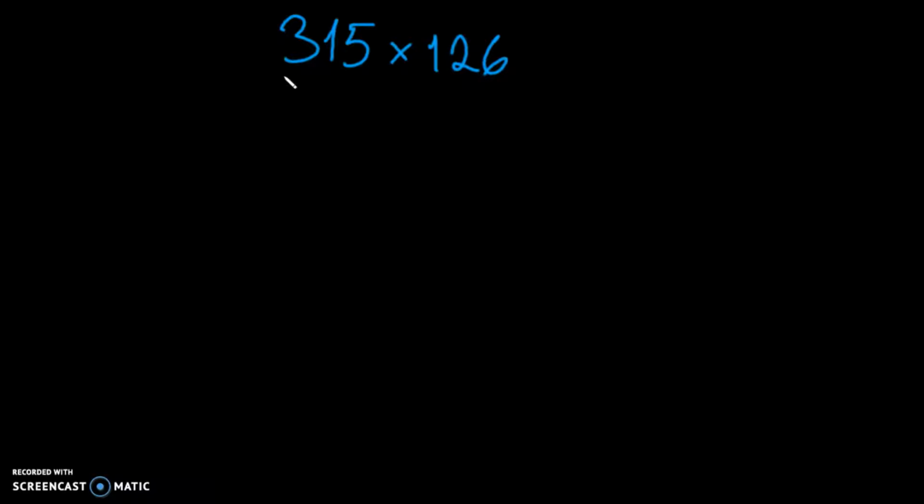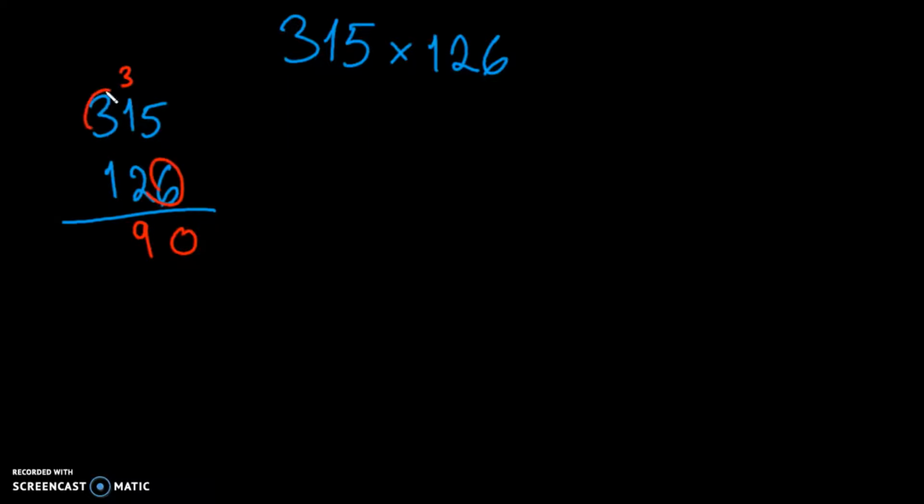Now, let us try 3 digits. It's the same way. Don't get scared. 315, 126. First, we multiply this number by this number. So 6 times 5 is 30. Now this number by this number, simple multiplication. 6 times 1 is 6. We add the 3, 9.